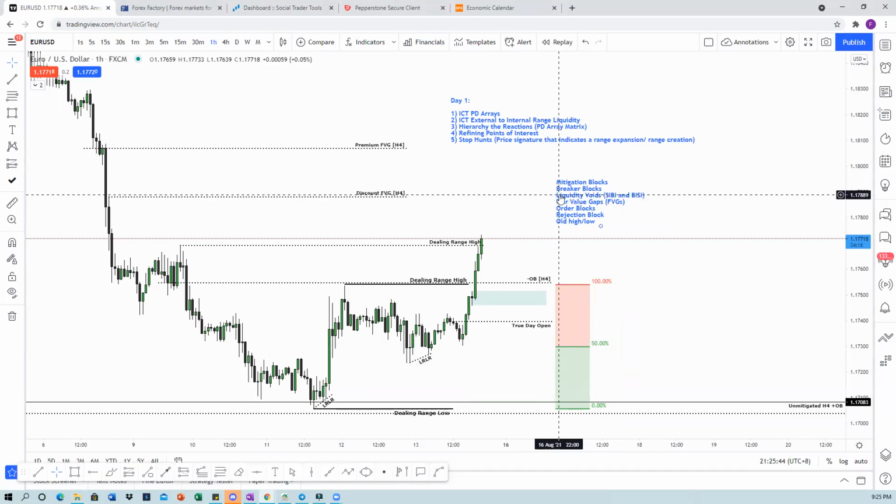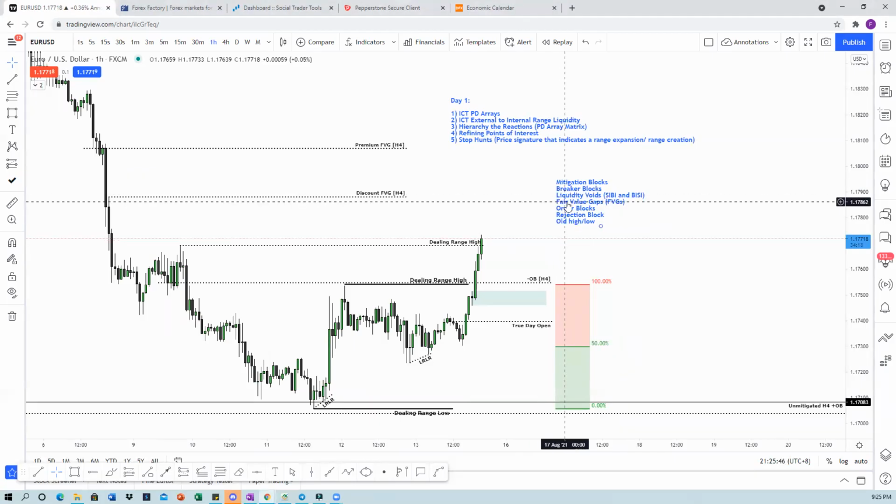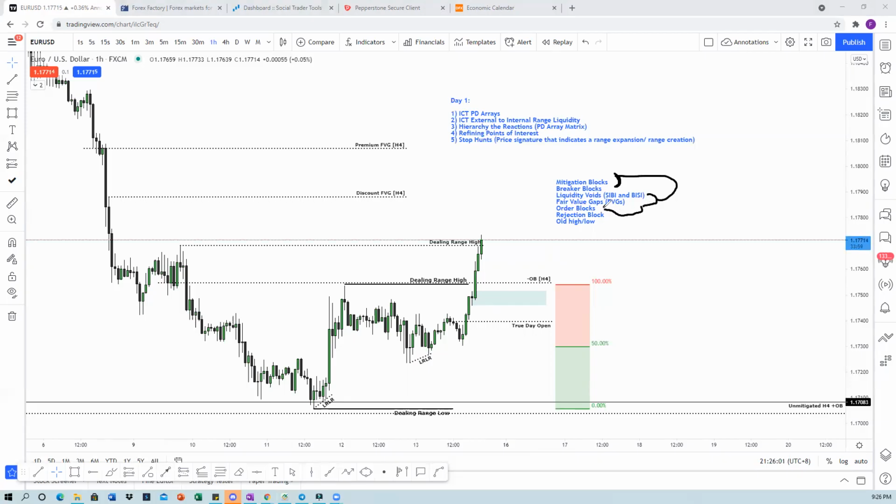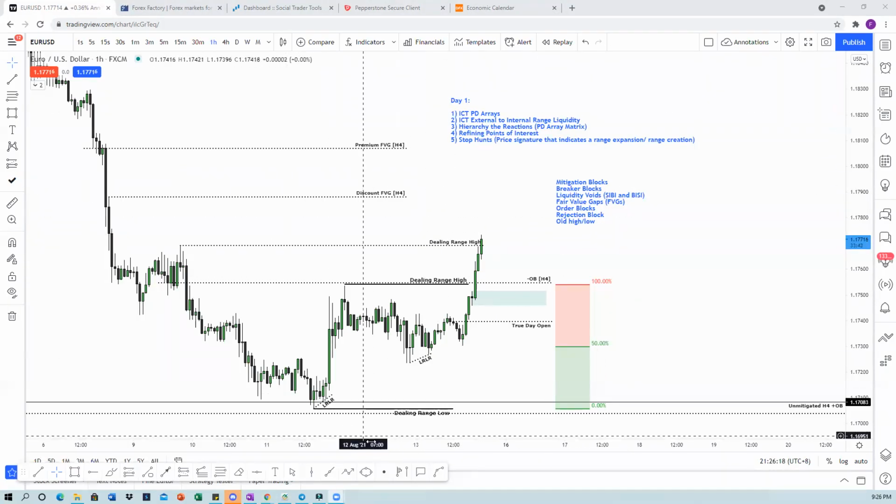When we look at liquidity voids and fair value gaps, you know what fair value gaps are. They are best used in conjunction with mitigation blocks, breaker blocks, and order blocks.